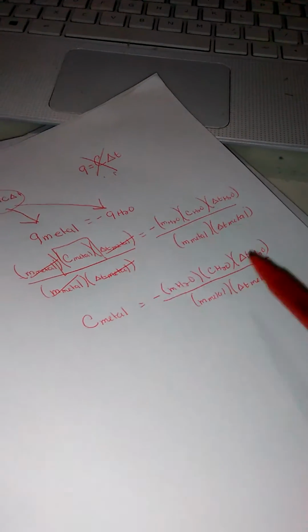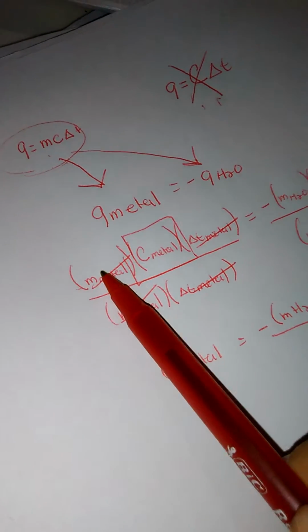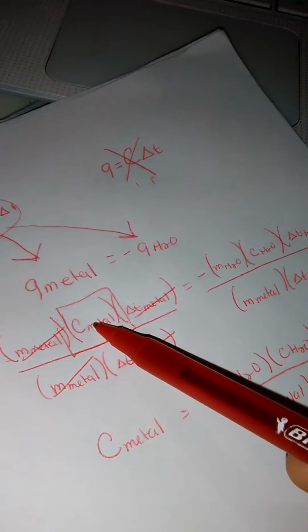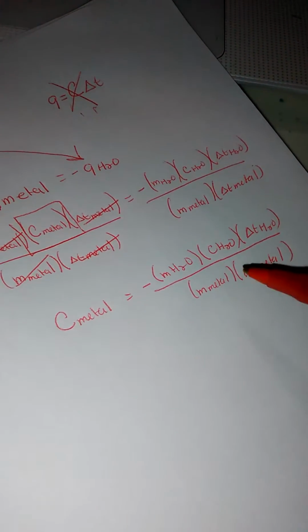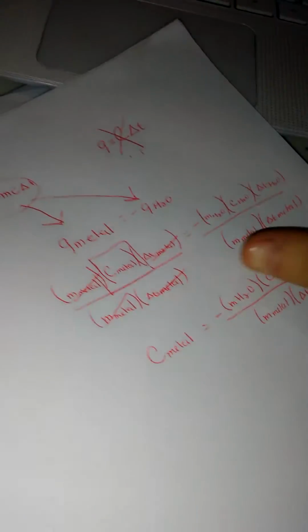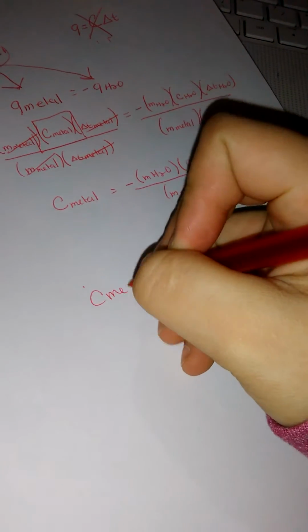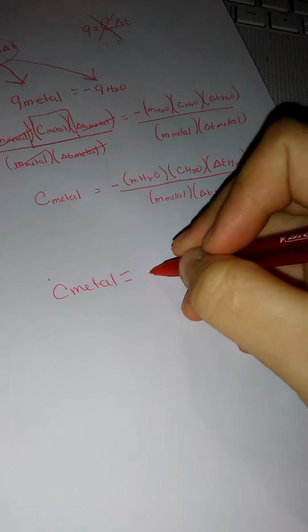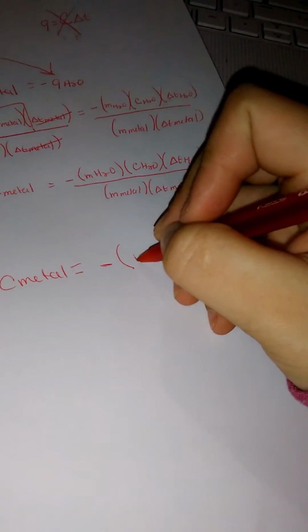Okay, so I finished with my calculation. What I did is just divide the mass of metal and the delta T of metal on both sides. So these will cancel to leave C metal alone, and I will have this equation. Okay, so now we can plug in numbers. So C metal is equal to negative the mass of water that we're given. So the mass of water is 13 grams.